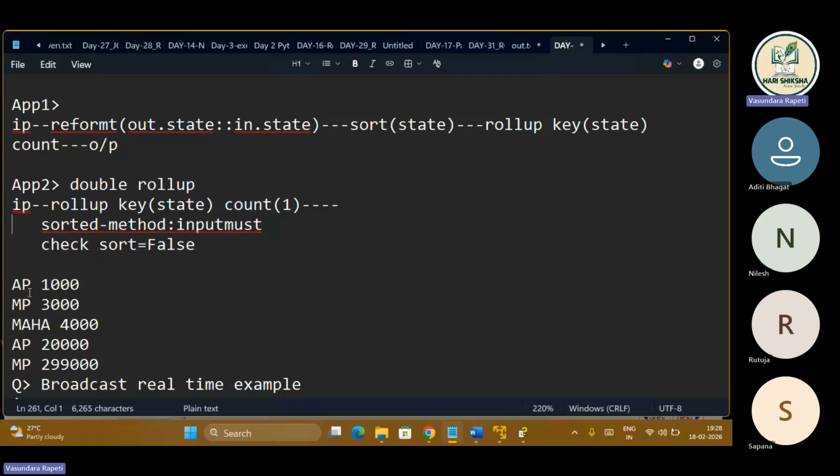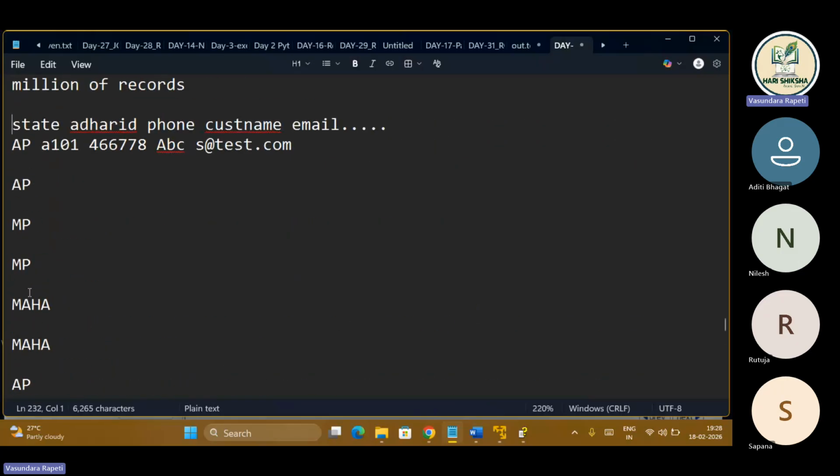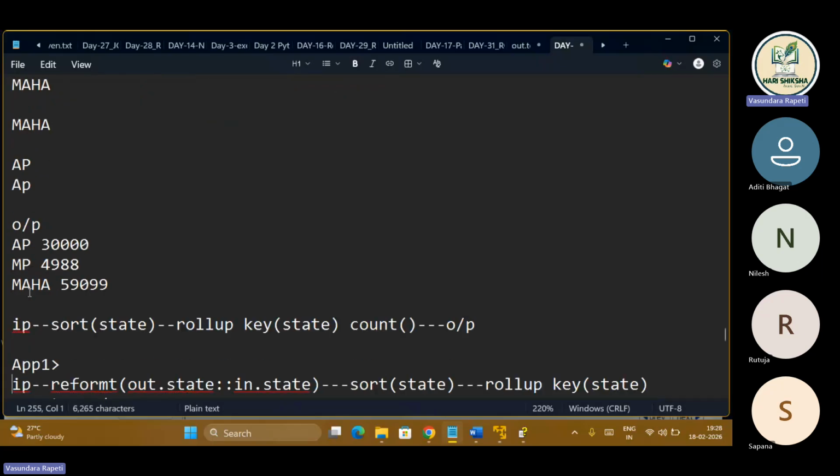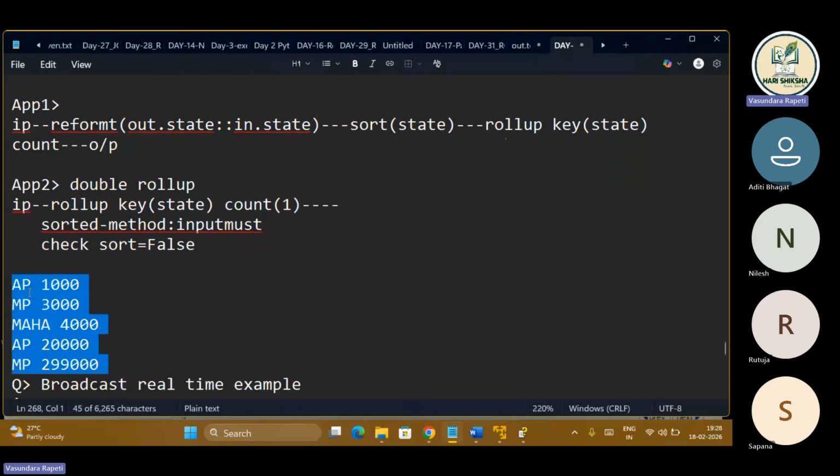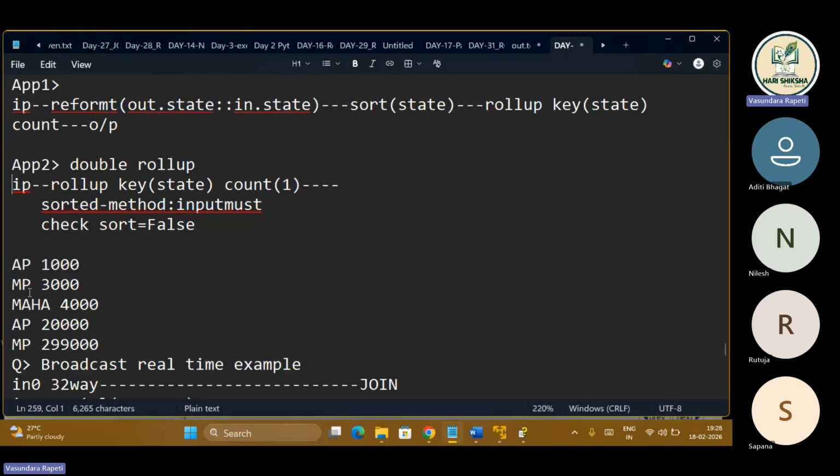So what is happening here? You have 1,000 records here, so AP-related 1,000 records are dumped into a single record. Similarly 3,000 records are compressed, right? So lots of data gets compressed here. That is the benefit. Making check sort false and doing this is not the correct output, but it reduces the data tremendously.